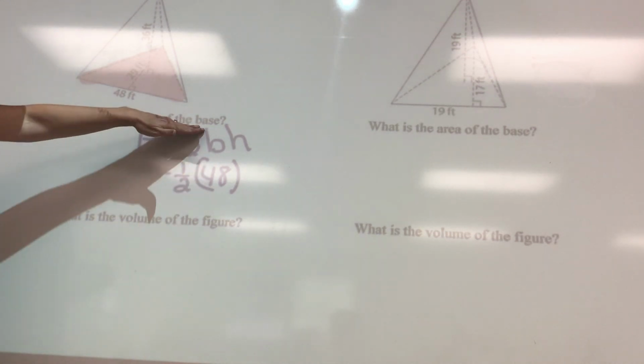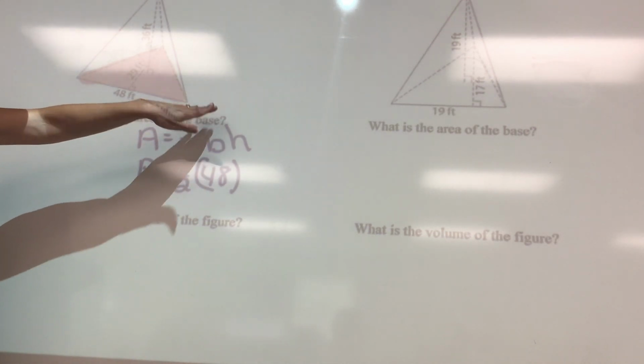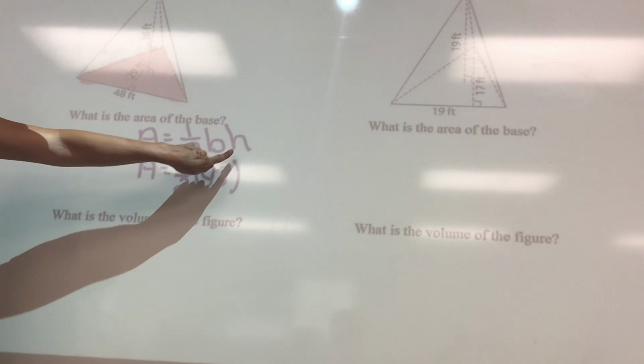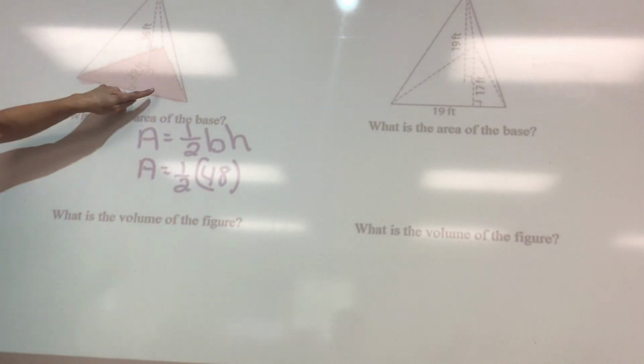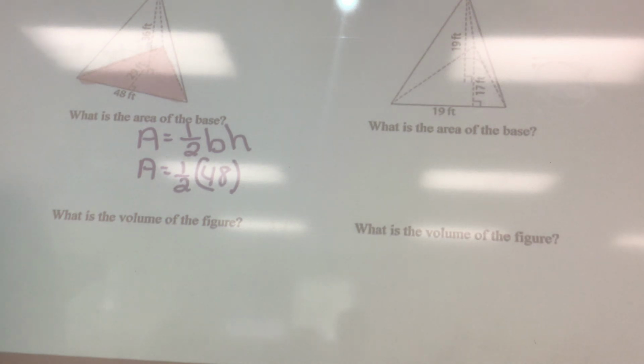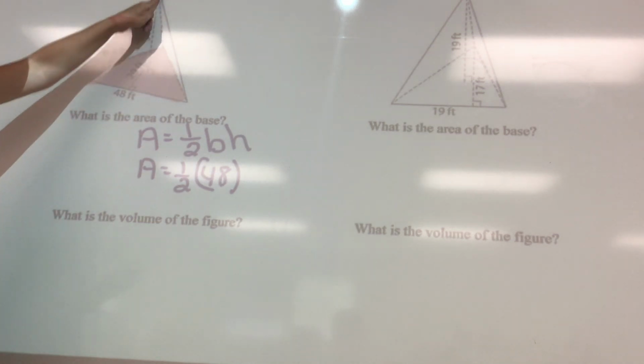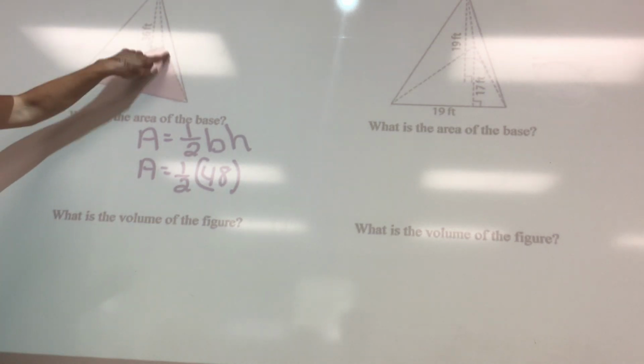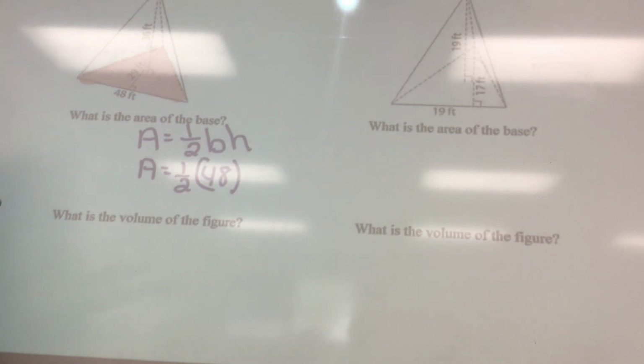And remember, we're only looking at the base. We want to know the height of the shaded base. So would it be 36 or 29? 29. Height is the pyramid. We're only looking for the base. So it would be the 29. Multiply those numbers together for me, please.